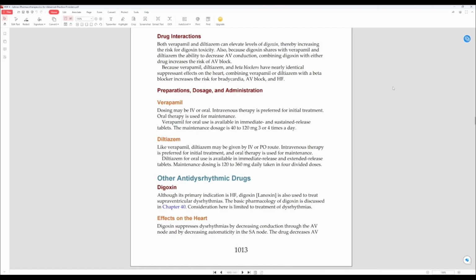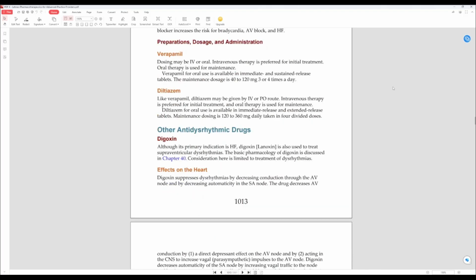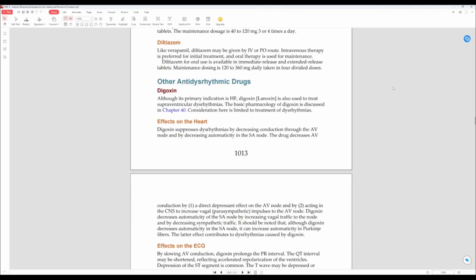So, preparation, dosage, and administration. For verapamil, dosing may be IV or oral. IV therapy is preferred for initial treatment. Oral therapy is used for maintenance. Verapamil for oral use is available in immediate and sustained release tablets. The maintenance dosage is 40 to 120 milligrams 3 to 4 times a day.